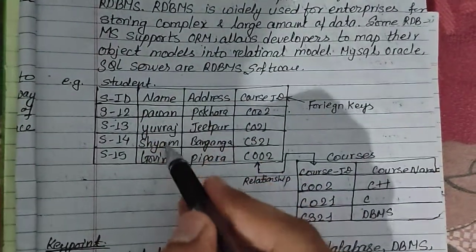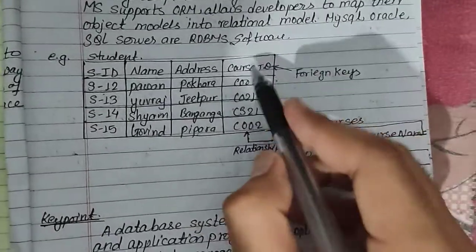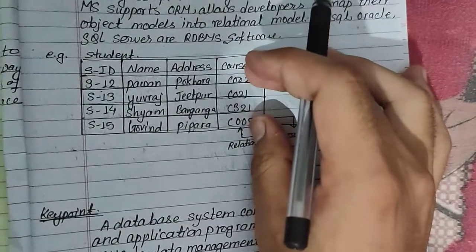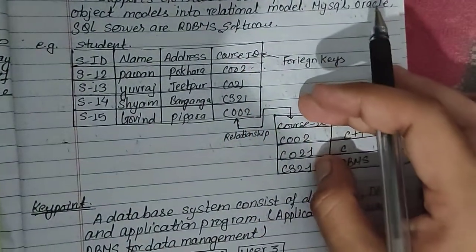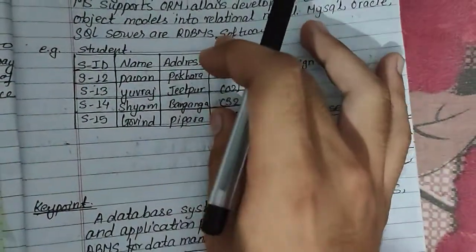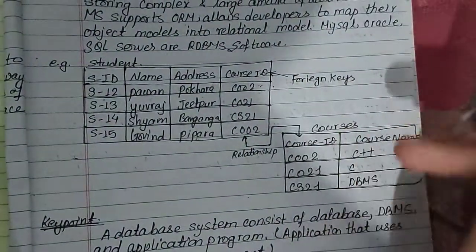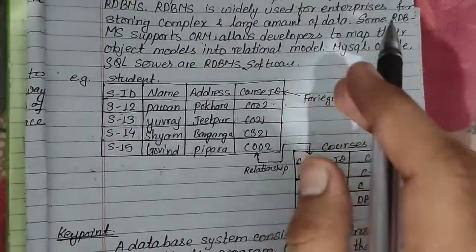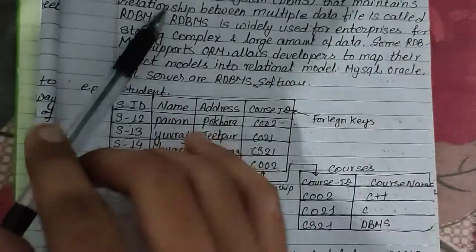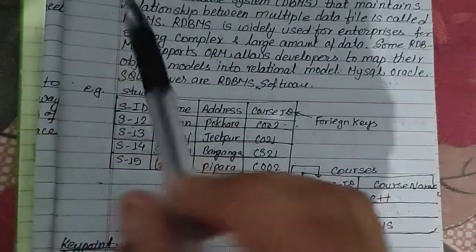Students name Pawan, Yuvraj, Sam, Govind, address Pokhara, Jitpur, Barganga, Pipara. Course ID C002, C021, C321. If the course of the subject, or the course ID's data, are explained by another table, these are called the database. This is called relational database management system. A database system that maintains the relationship between multiple data files is called relational database management system.